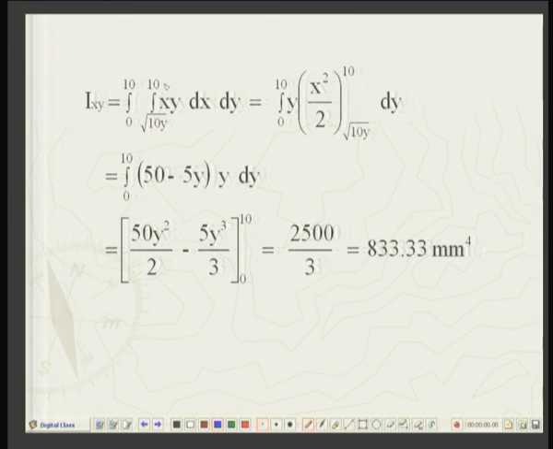And last of all, we will have the product of inertia of the given area, the curvilinear triangle. Again, we can't use the strip method because x is varying. So, we will use the small element, again dx dy into xy, and again you have the lower limit, upper limit for y, and without spending too much time you can get the final answer as 833.33 millimeter to the power 4. Here it is positive, but for some other axis it can be negative.